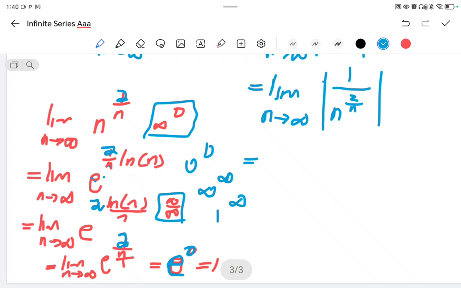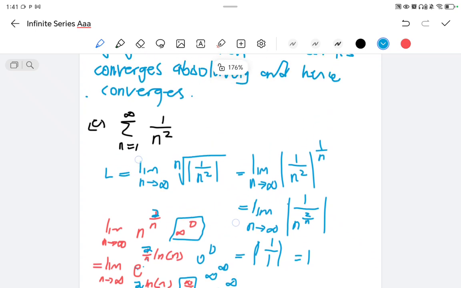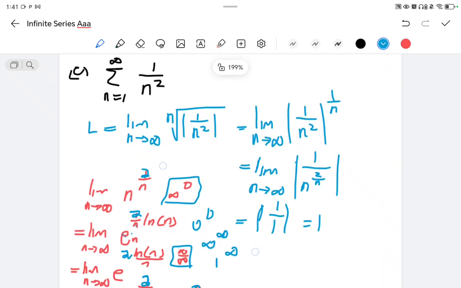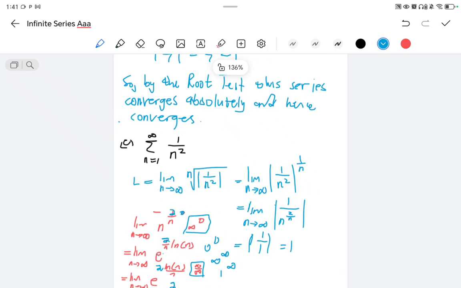Yes. So what you're going to get here is the limit as n approaches infinity. Now I've already applied the limit. I'm going to get the absolute value of 1 over 1, which is 1. And what do we decide on when we get 1? What do we say when we get 1? So by the root test, this will be inconclusive. You say right now, by the root test, this will be inconclusive.